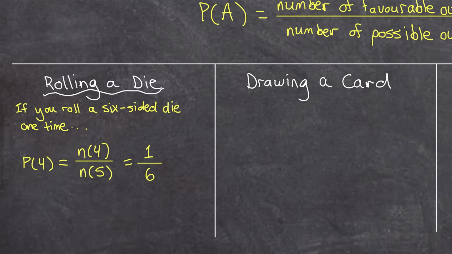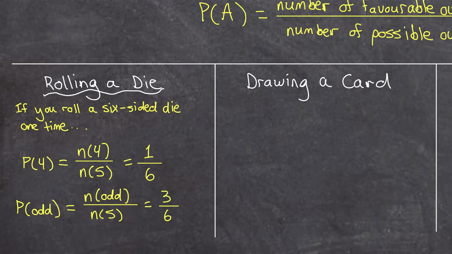Let's also calculate the probability of rolling an odd number. We would have to do the number of outcomes that are an odd number, and divide that by the total number of possible outcomes. Well, there are 3 odd numbers on a 6-sided die, 1, 3, and 5, and 6 total possible outcomes.